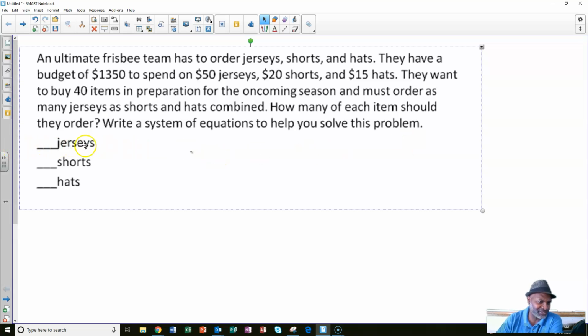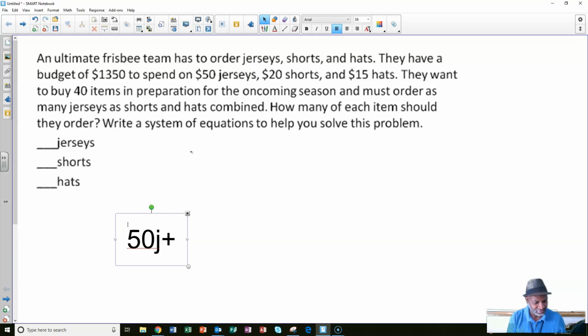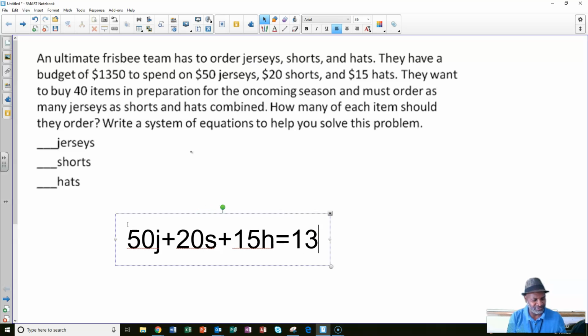So we're going to figure out how many jerseys they need, how many shorts they need to order, and how many hats they need to order. Okay, so let's see if we can come up with some equations. They have a budget of $1,350, and they got to spend it on $50 jerseys, shorts, and hats. So that gives me one equation: we spend $50 on every jersey plus $20 on every shorts, and we spend $15 on every hat. And all together, we have $1,350 to spend.